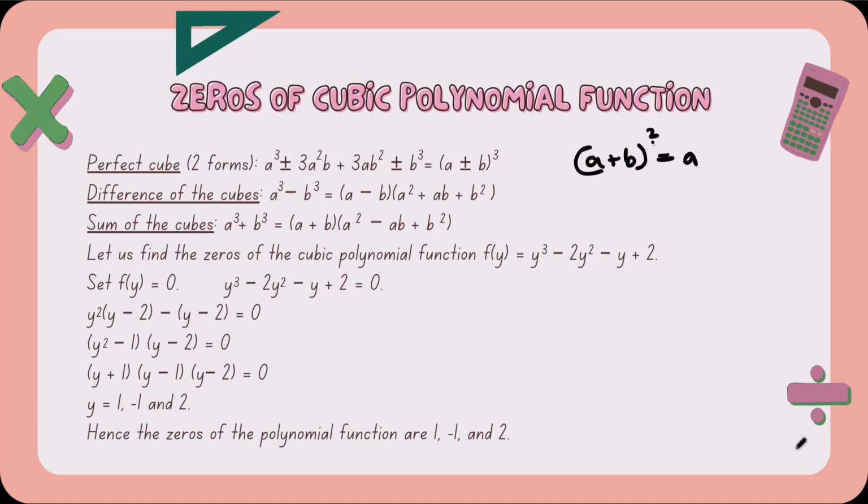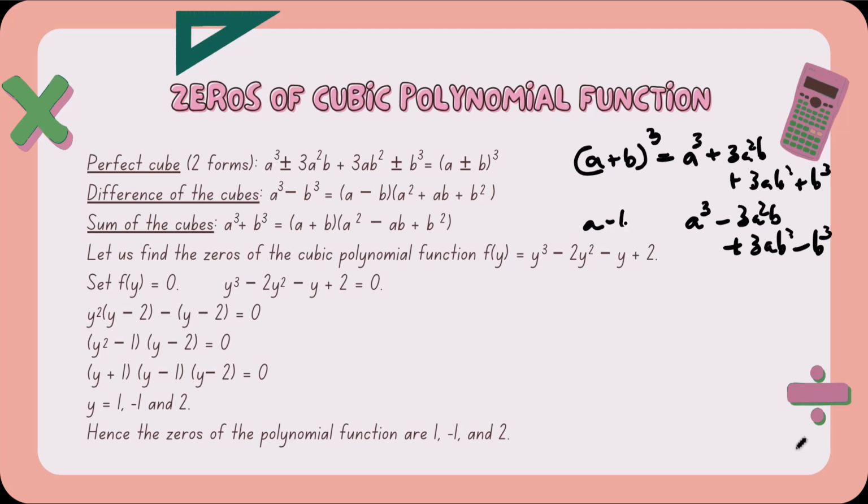It'll become a cube plus 3a square b plus 3ab square plus b cube, right? This is what we get. Now what is a minus b the whole cube? Observe in this formula what I did. Where will the minus sign change, right? So we have a cube minus 3a square b, then plus 3ab square minus b cube, right? This is a minus b the whole cube.